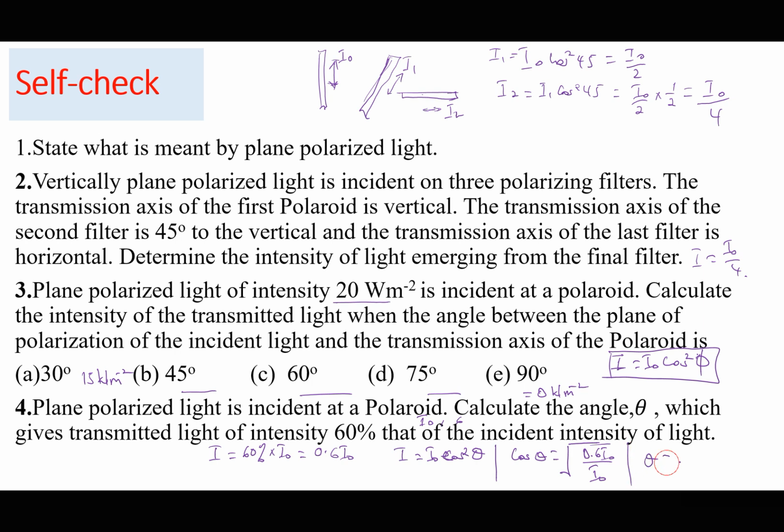So theta is going to be equal to the cos inverse of the square root of 0.6. Let me write it here. Cos inverse of root of 0.6, which is 39 degrees. Yeah, I think polarization should stop here.